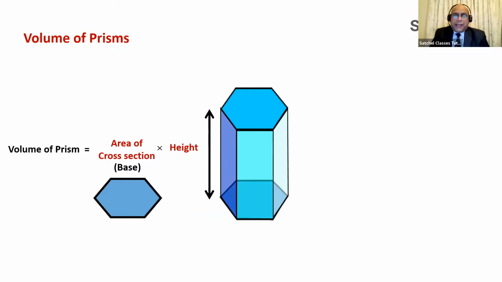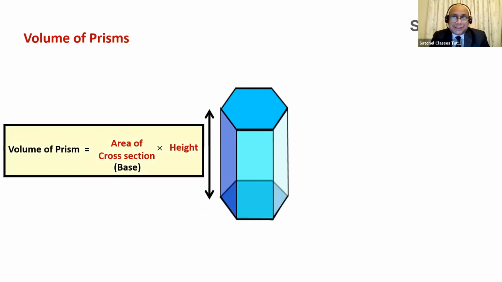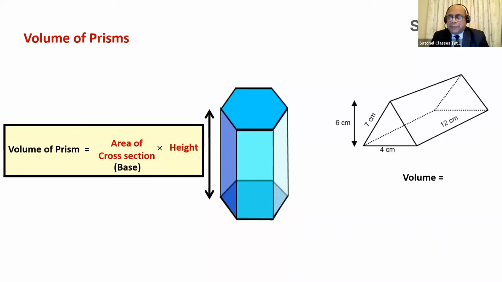So you find area of the base, multiply it by the height, and you get volume of any prism. Please remember this formula. For any prism, volume is given by area of the base multiplied by the height. For example, let's try and calculate volume of this triangular based prism.